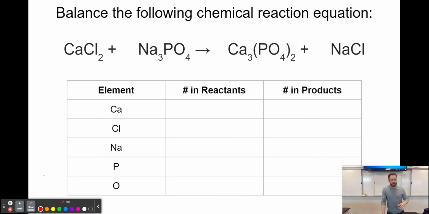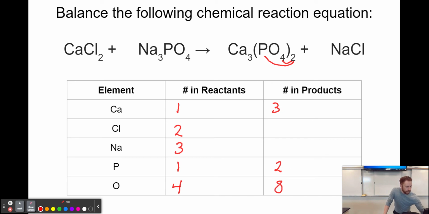So, our chemical reaction is along the top here. There is 1 calcium, 2 chlorines, 3 sodiums, 1 phosphorus, and 4 oxygens in the reactants. Whew, okay. And in the products, there are 3 calciums. Oh, this is interesting. Remember, subscripts apply to everything in the parentheses. So there are 2 phosphorus and 4 oxygens here. Sorry, 8 oxygens. And then there's 1 sodium and 1 chlorine. Dang, this is all sorts of imbalanced.